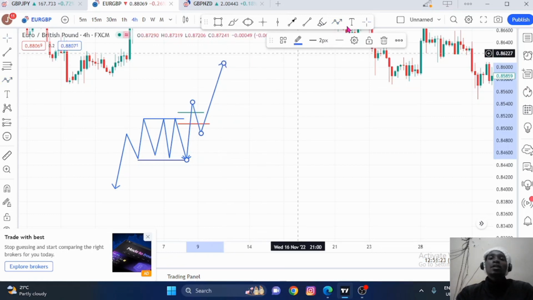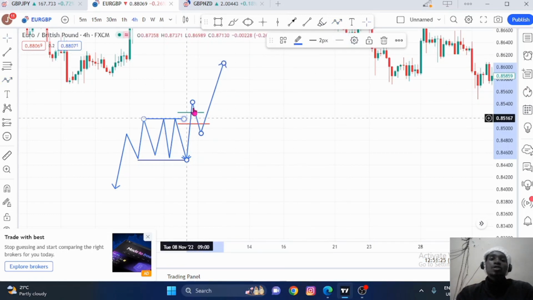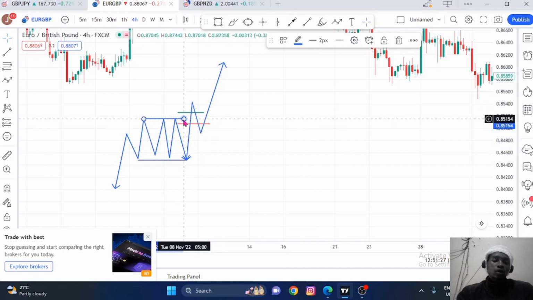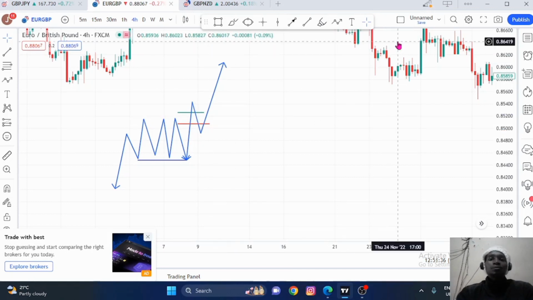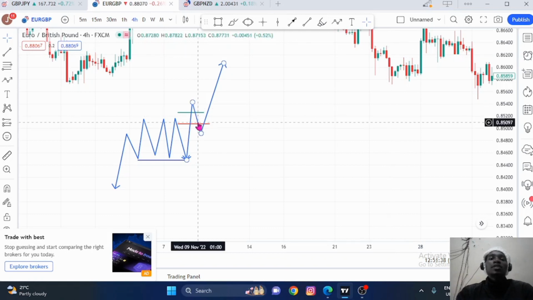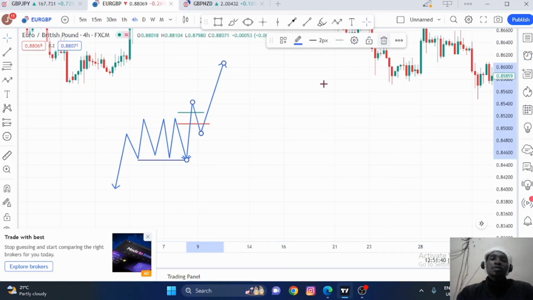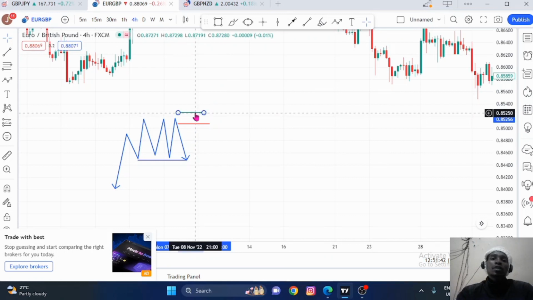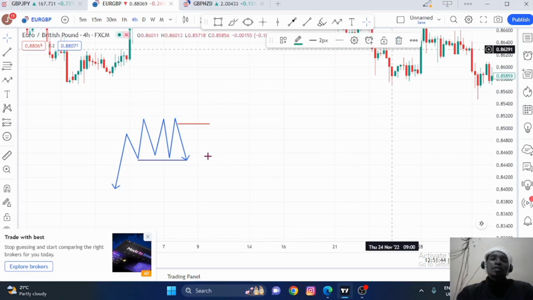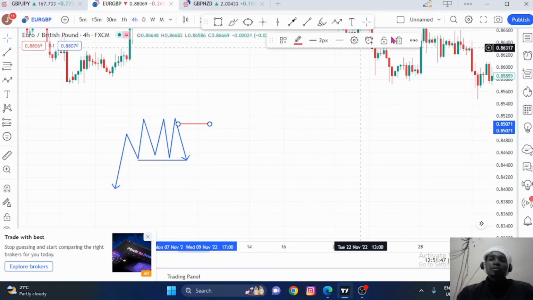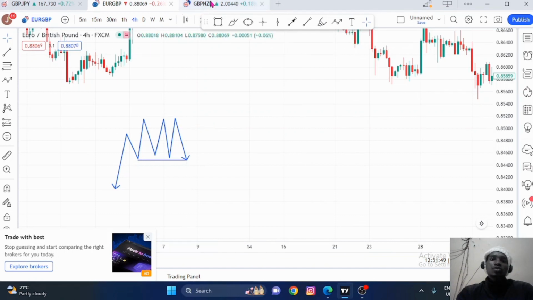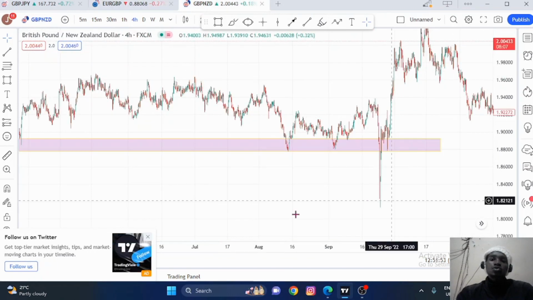That is now the fake breakout, because this one is what you call the breakout, or either the two, once it comes to the support zone breakout. That is one of the things you are supposed to observe. That is what we call the fake breakout.